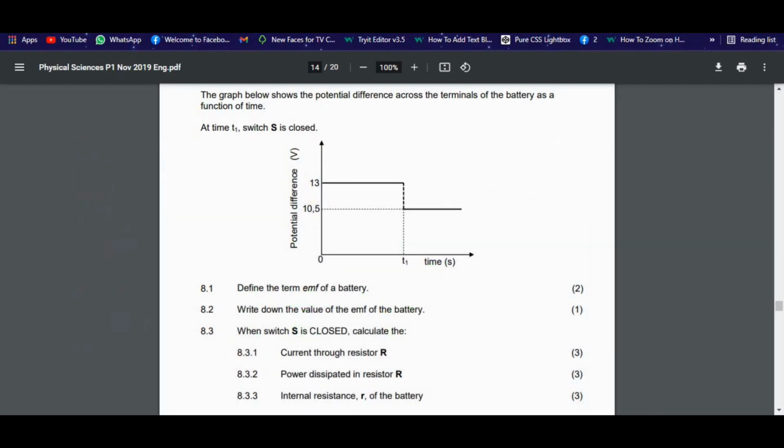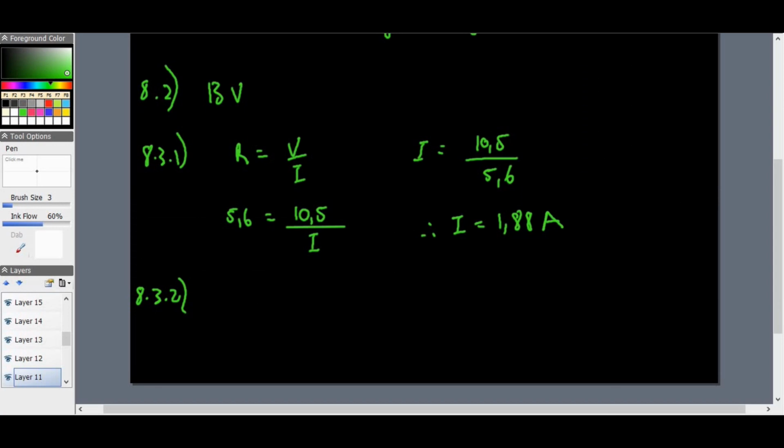8.3.2 says calculate the power dissipated in the resistor. Okay, now we're bringing in a power formula. We've got three options for power. Power is also something that we haven't exactly looked at yet in great detail, but we will. Let's just introduce it now through this little question.